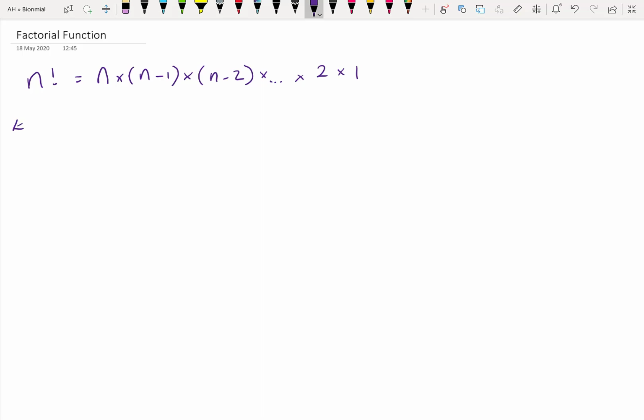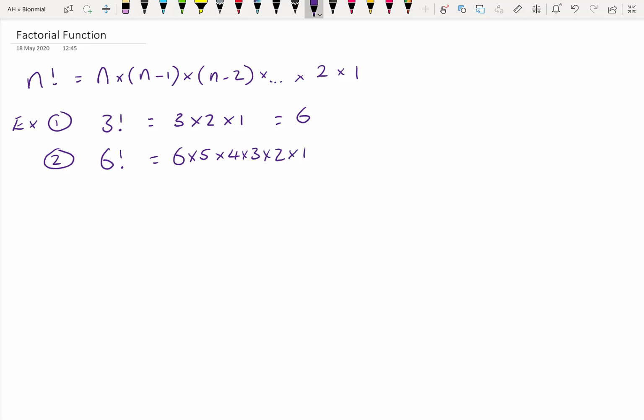So let's look at a couple of examples then. If we take 3 factorial, that is just 3 multiplied by 2 multiplied by 1, and that ties up to give us 6. If we look at a second example, take 6 factorial, and that's going to be 6 multiplied by 5 multiplied by 4 multiplied by 3 multiplied by 2 multiplied by 1. You get the idea. Tidy it up, gives us 720.